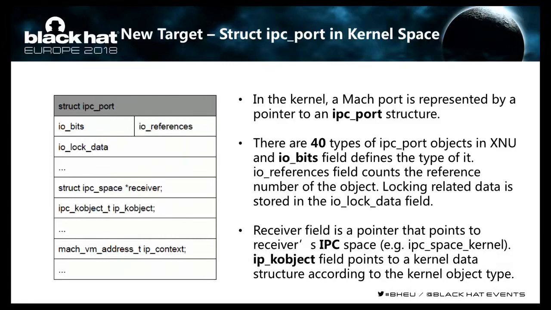There are 40 types of IPC port objects in XNU, and the io_bits field defines the type of it. The io_references field counts the reference number of the object. Locking related data is stored in the io_lock_data field. The receiver field is a pointer that points to the receiver's IPC space, for example, ipc_space_kernel. The ip_kobject field points to a kernel data structure according to the kernel object type.